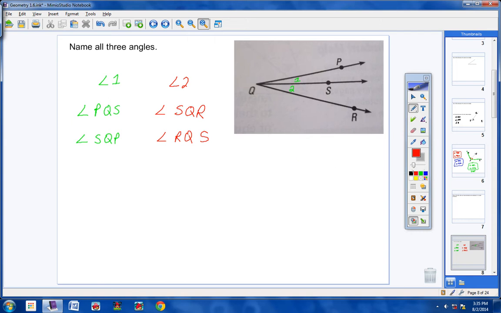Okay? And now lastly, let's give this really big angle from P to Q to R a name, okay? And we're going to call that angle PQR, or we can call it angle RQP. Okay, I hope that helps. This is not a waste of time. You really have to know how to name your angles, or you're going to be confused on tests and quizzes. Okay, let's continue on.